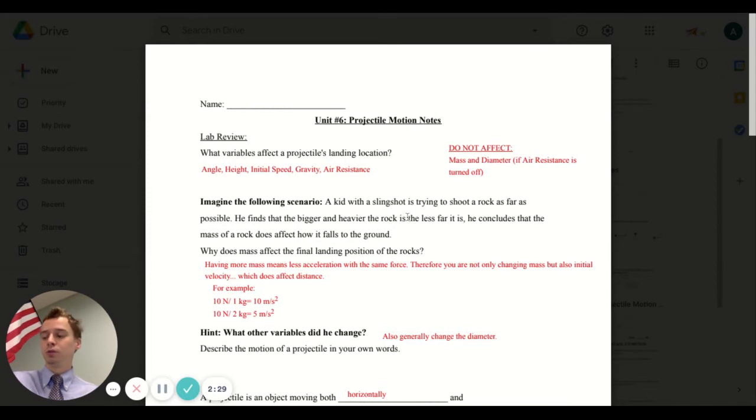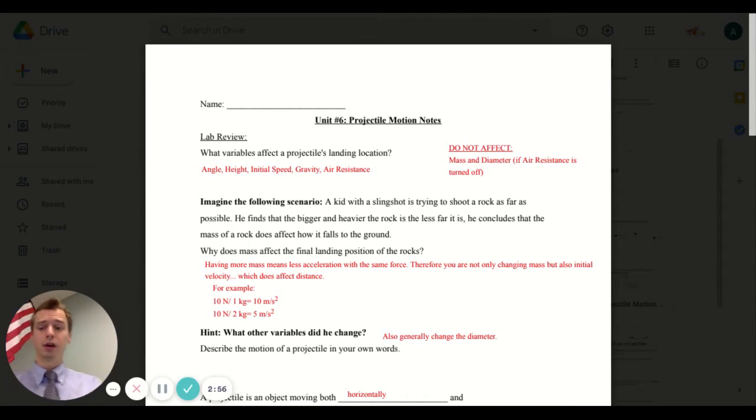So the next one, because I know that some of you have an issue with mass not having an effect on the projectile. A kid with a slingshot is trying to shoot a rock as far as possible. He finds that the bigger and heavier the rock is, the less far it will go. He concludes that the mass of a rock does affect how far it falls or how it falls to the ground. So why does the mass have an impact in this scenario?